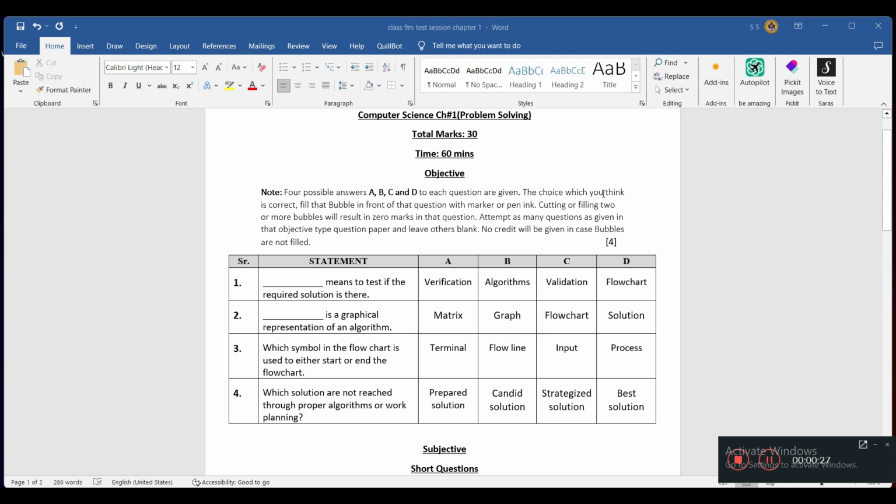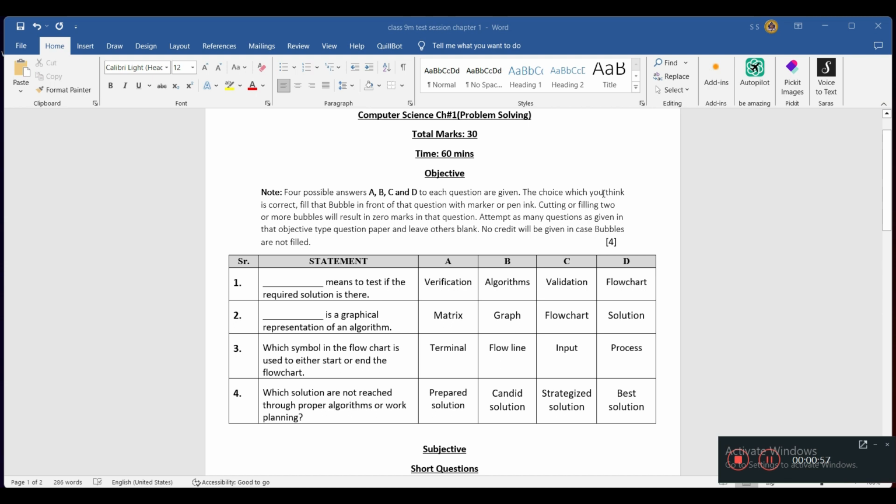Right, so let's start with chapter number 1. Here I have designed a test with a total of 30 marks and 60 minutes of time. In the first portion we have 4 objectives, and cutting, overwriting, and filling 2 or more bubbles are not allowed. You can fill the bubbles in front of the question with a marker or pen ink.